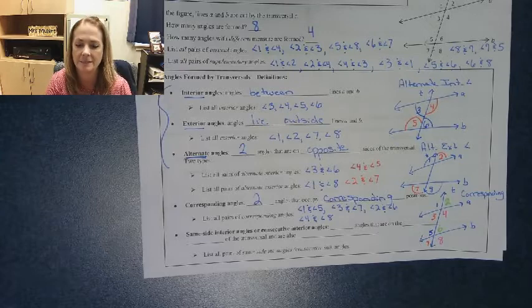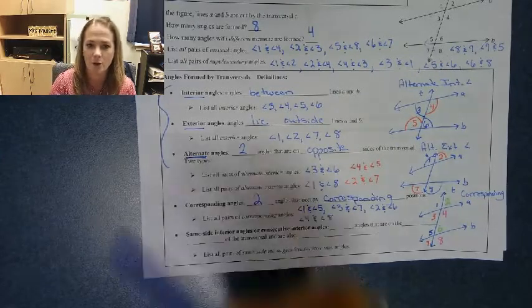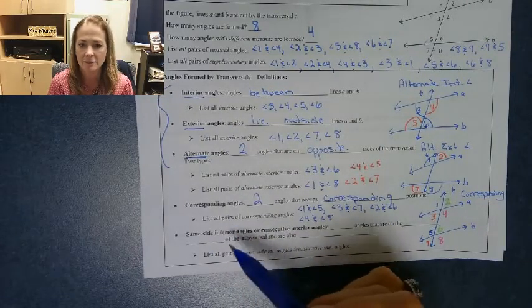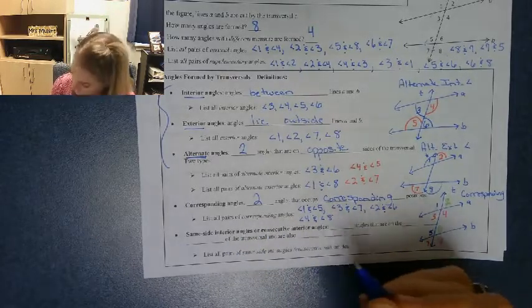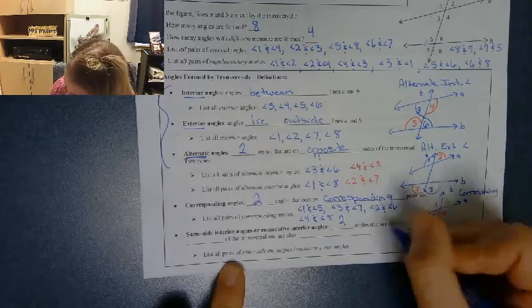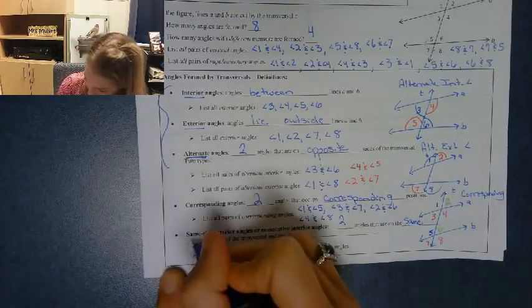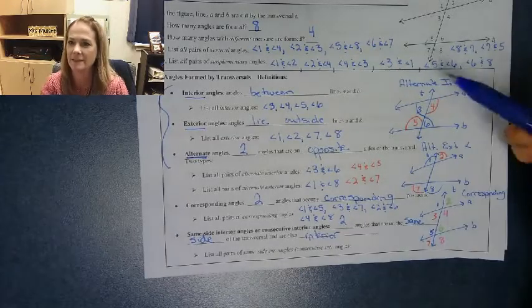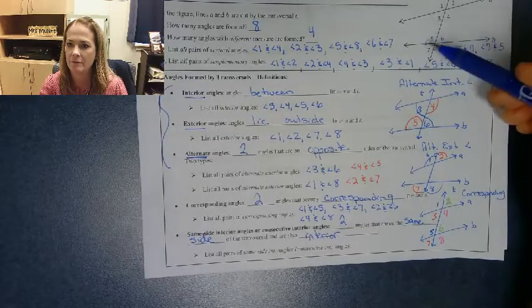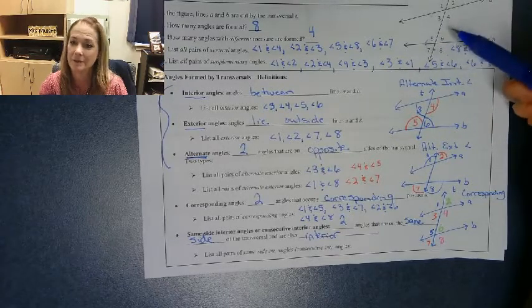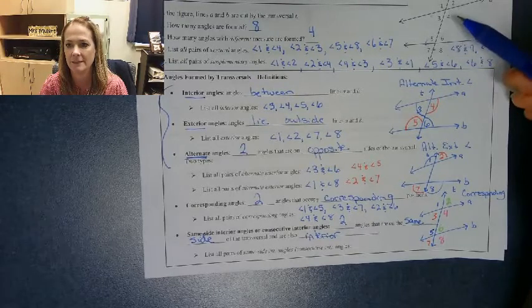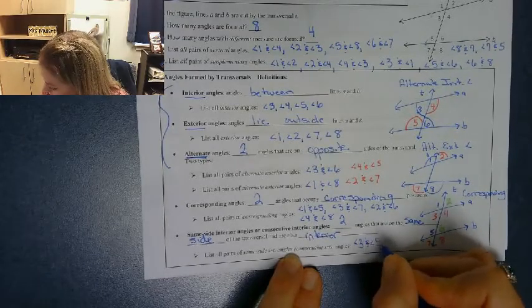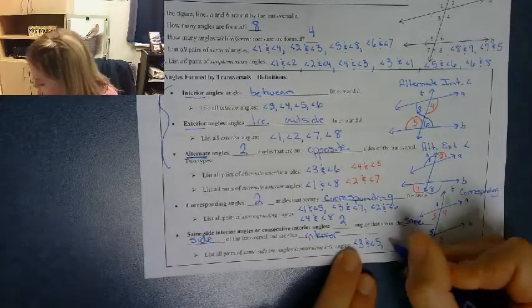All right, so same side interior or consecutive interior, back to that word interior here. And instead of alternating, they're just going to be on the same side. So same side interior angles or consecutive interior angles are two angles that are on the same side and they're also interior. So 3 and 5 are on the inside and they're on the same side. 4 and 6 are on the same side and they're on the inside. So those would be your same side interior. Those are pretty easy to identify. So angle 3 and angle 5 and then 4 and 6.